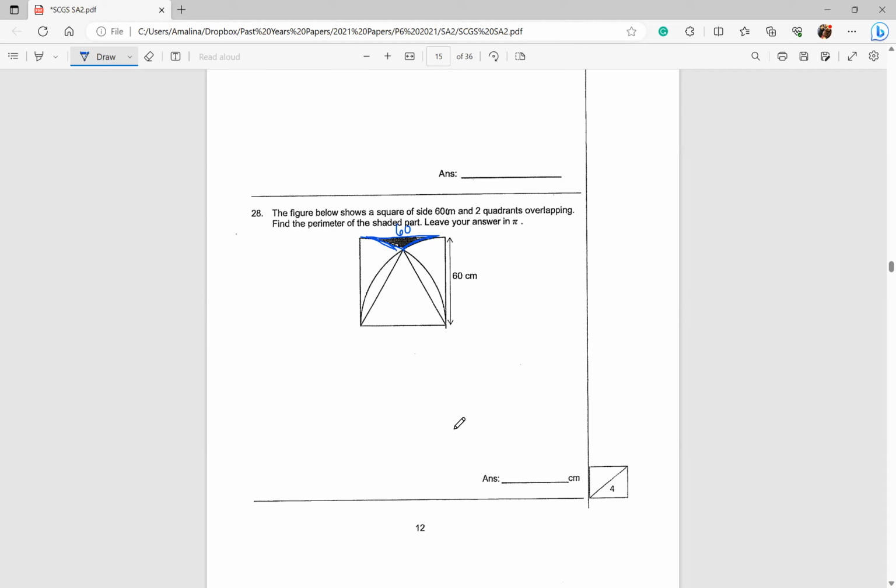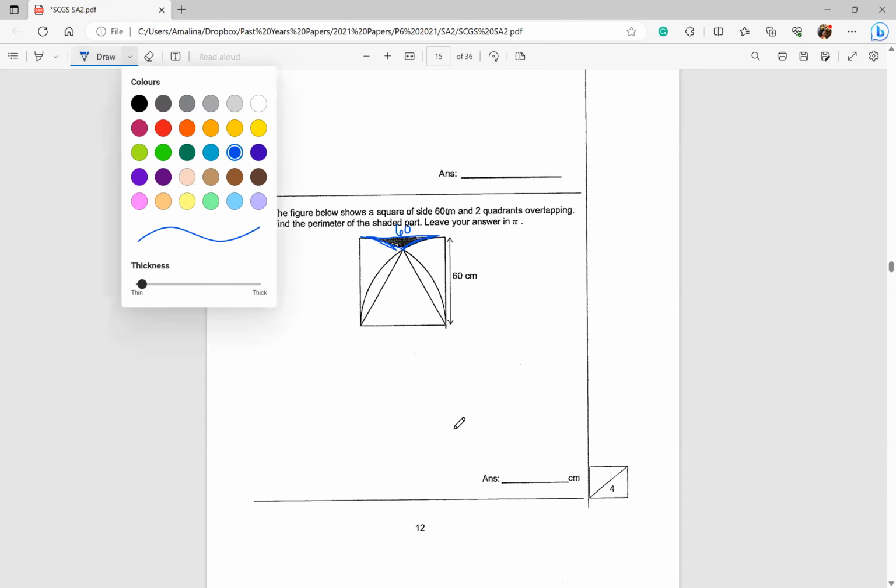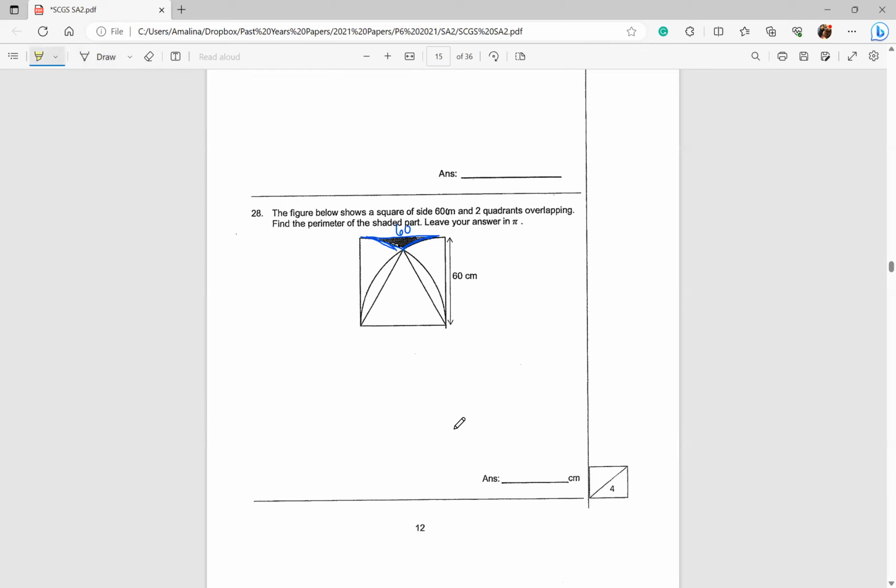Now observe this figure a little bit more. Do you see that? Okay, because this is your quadrant, there's no pointer, okay? This is your quadrant, right?